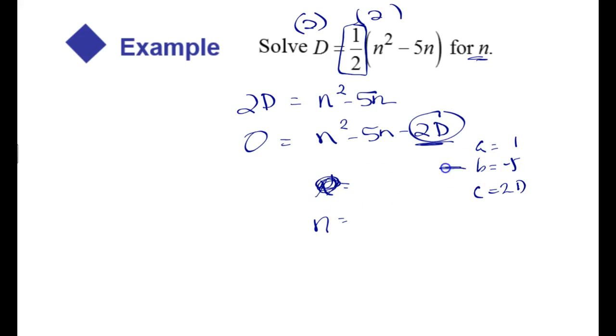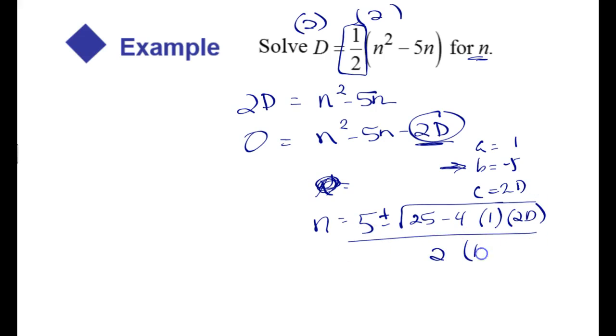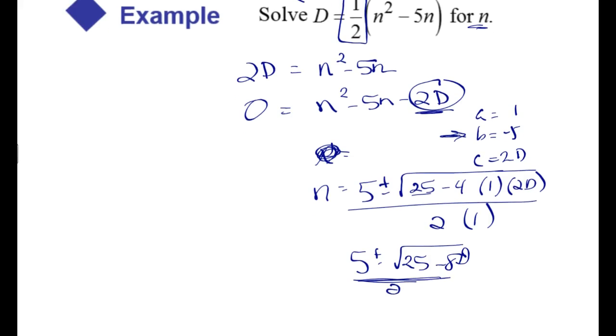Very hard problem. So the opposite of b is the opposite of negative 5, which is 5, plus or minus the square root of b squared minus 4 times a times c, all divided by 2 times the a term. So simplifying this, let's see, this is, I can't do much. 25 minus 8d. Wow, I just really don't know what to do after that.